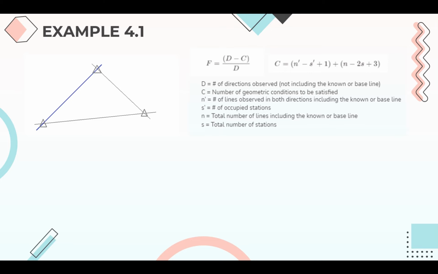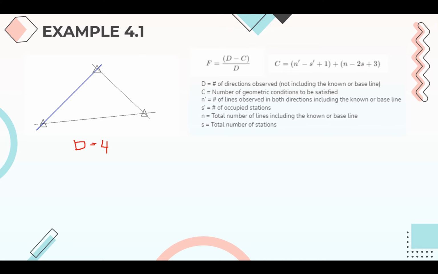Okay, so how many is our D here, not including the known or the baseline? That's 1, that's 2, that's 3. No, this is not included. So again, go back to 1. 1, 2, 3, 4, because these are directions in both directions. So 1, 2, 3, 4. So our D is 4. So let's just write that there. 4. C is the number of geometric conditions that we will solve.